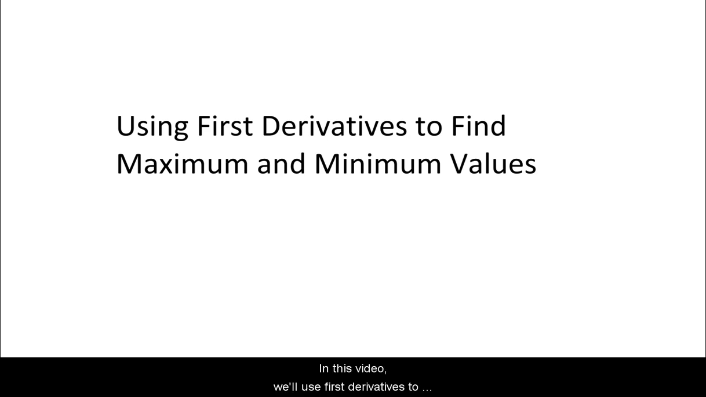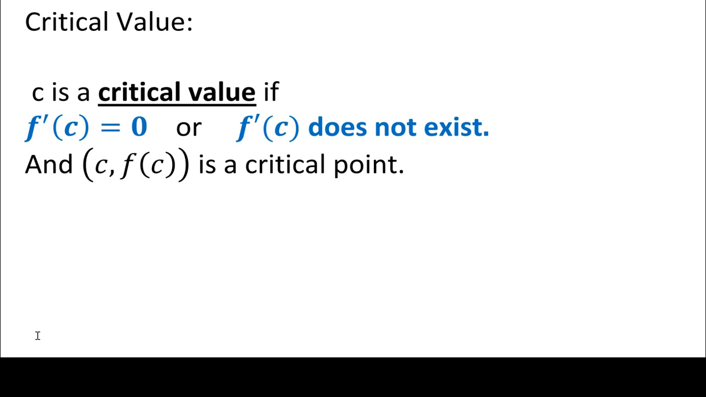In this video, we'll use first derivatives to find maximum and minimum values of a function. Introducing a definition: critical value. C is a critical value if f prime of C is equal to 0 or f prime of C does not exist. And the point (C, f of C) is a critical point.